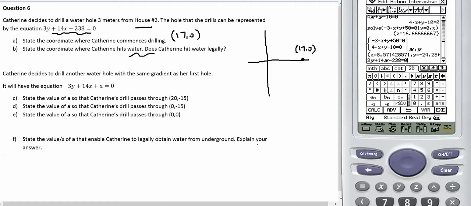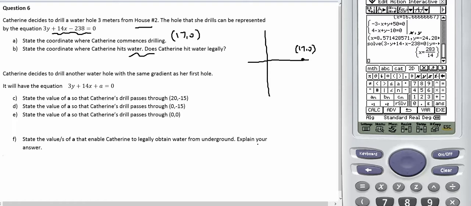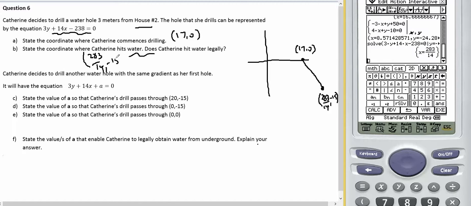And options, I make y equal minus 15, and I solve that for x. That tells me that's that number there, and in decimal it is bigger than 20, therefore it's outside our zone. So she would be drilling down like this, and she would get to water at 283 on 14 and negative 15. The coordinates are 283 on 14 and negative 15, and that's correct.